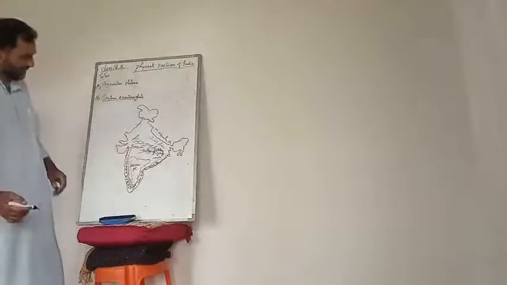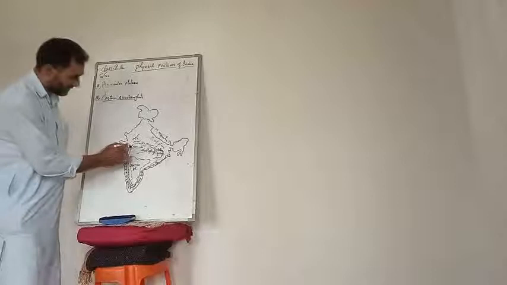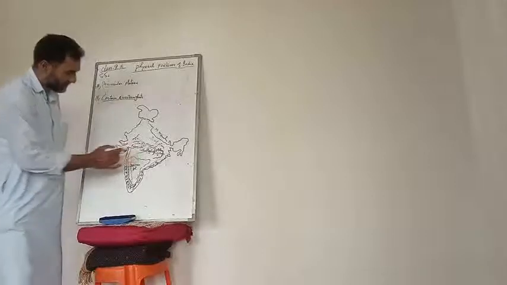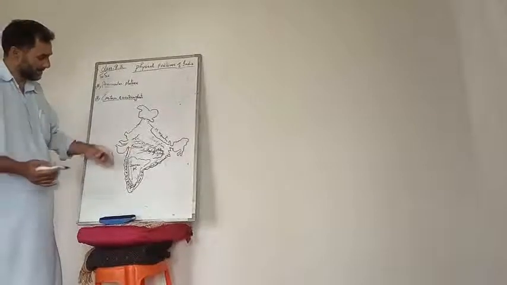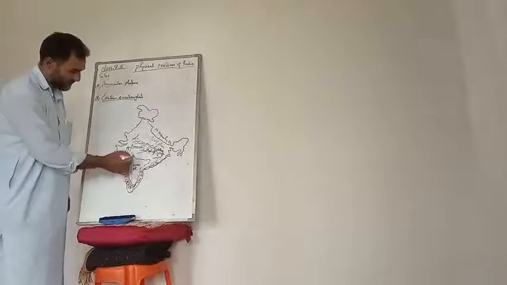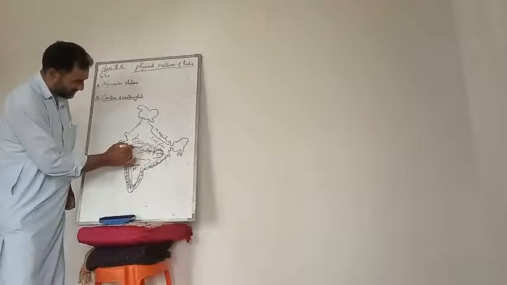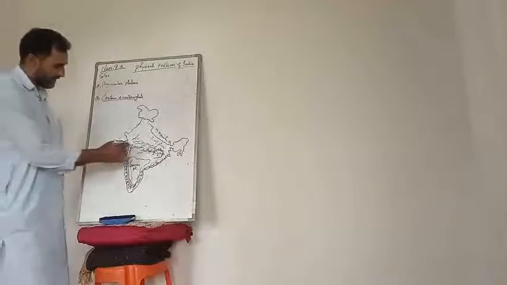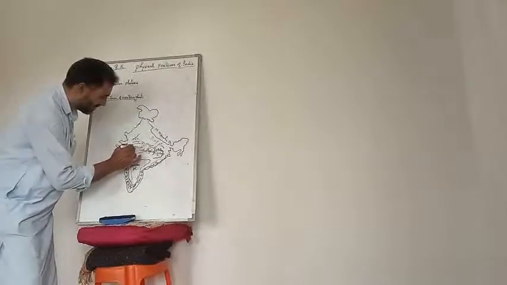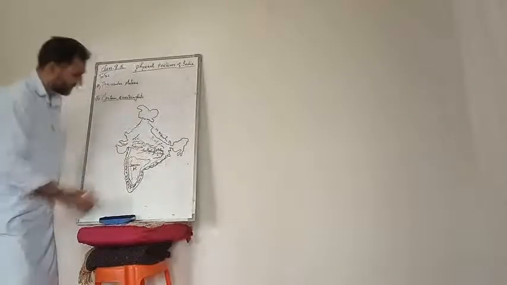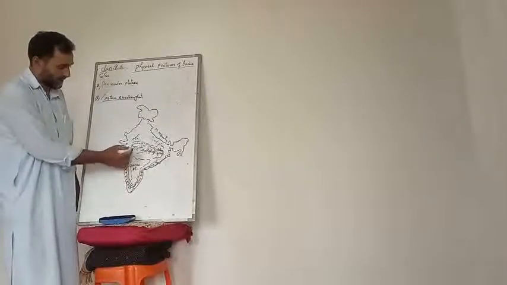In the Central Highlands, there is a river called the river Narmada. It divides the northern highlands from the Deccan Plateau. Along this Narmada river, there is a range of mountains called the Vindhya range. In the south of this Vindhya range lies the Deccan Plateau, and in the north of this Vindhya range lies the Central Plains.